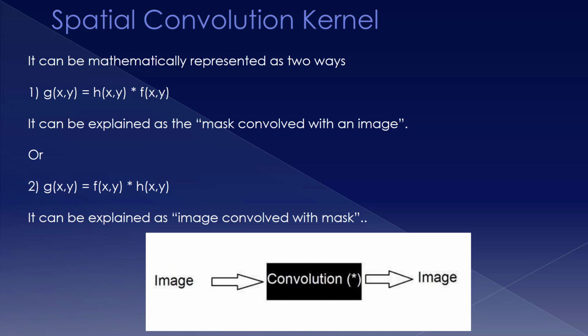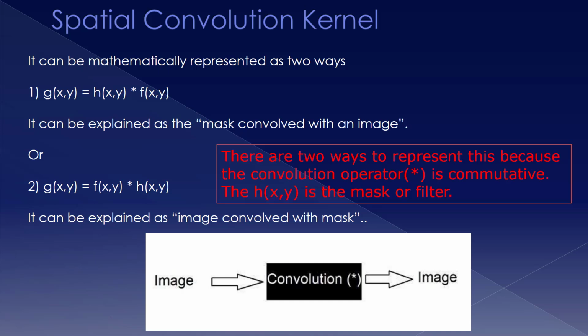Number 2 is just a different representation of the process: g(x,y) = f(x,y) * h(x,y), which can be explained as an image convolved with a mask. There are 2 ways to represent this because the convolution operator, represented by the star here, is commutative. The function h(x,y) is the mask or the filter.